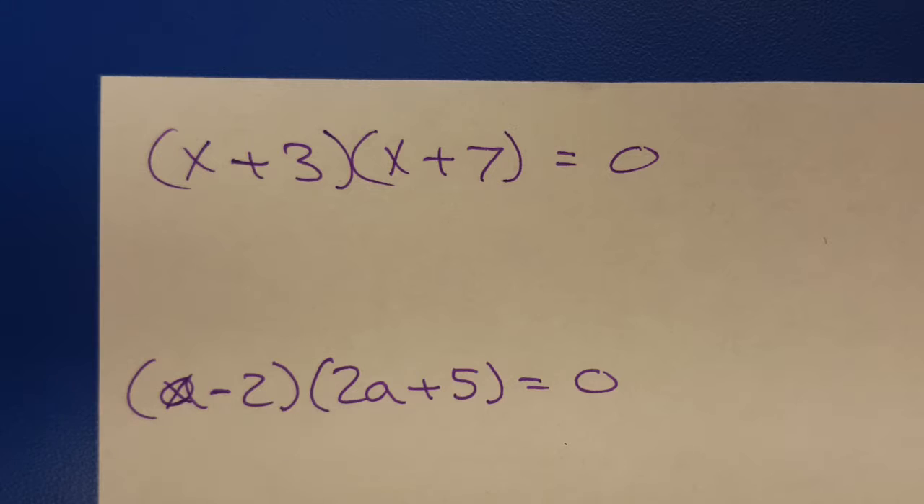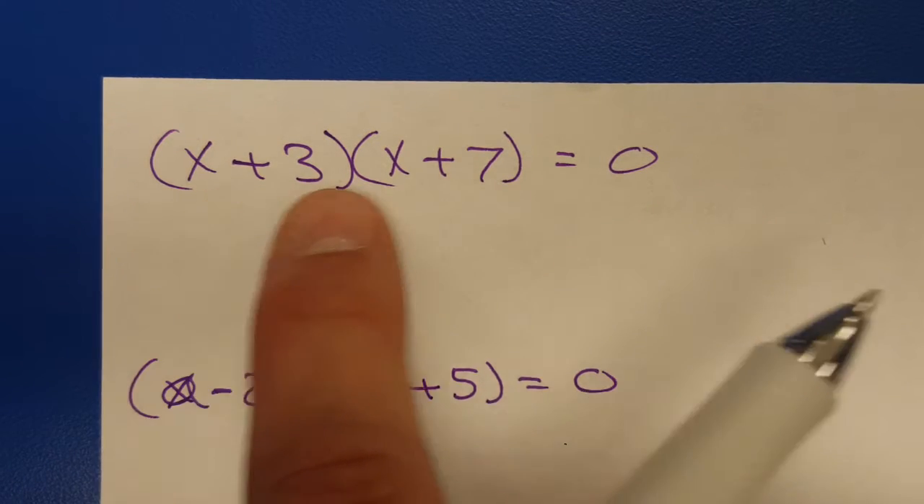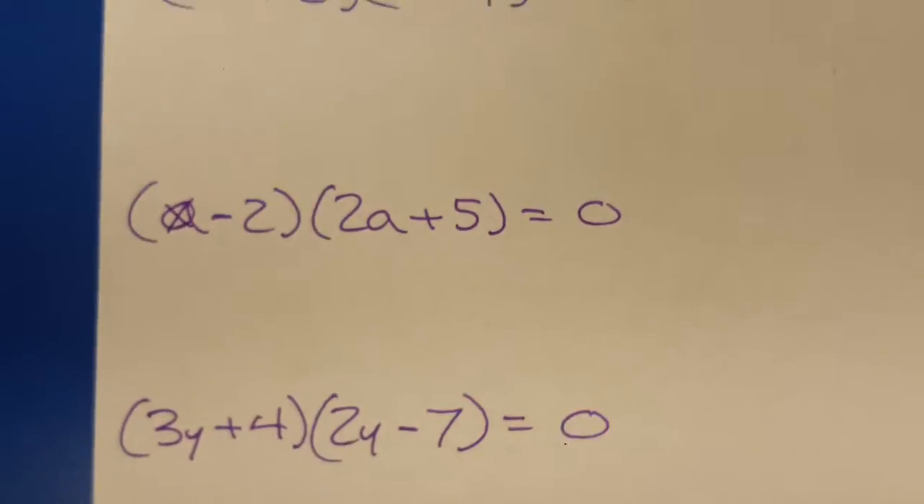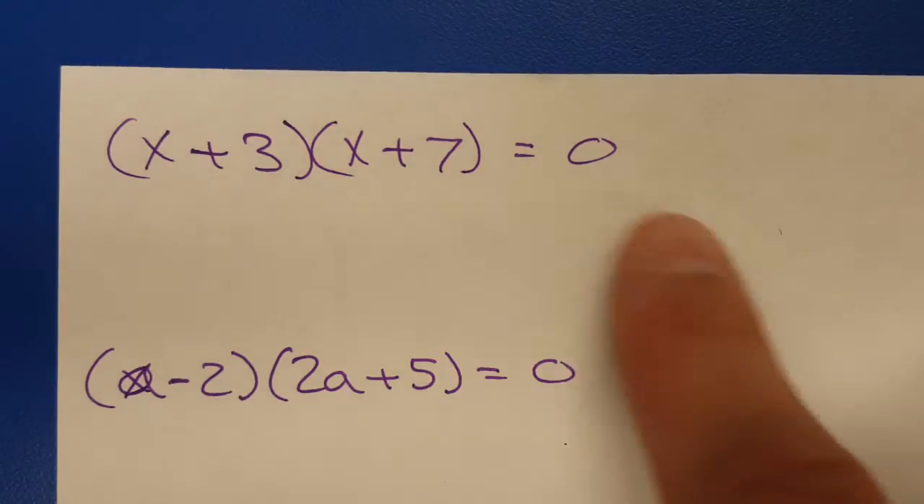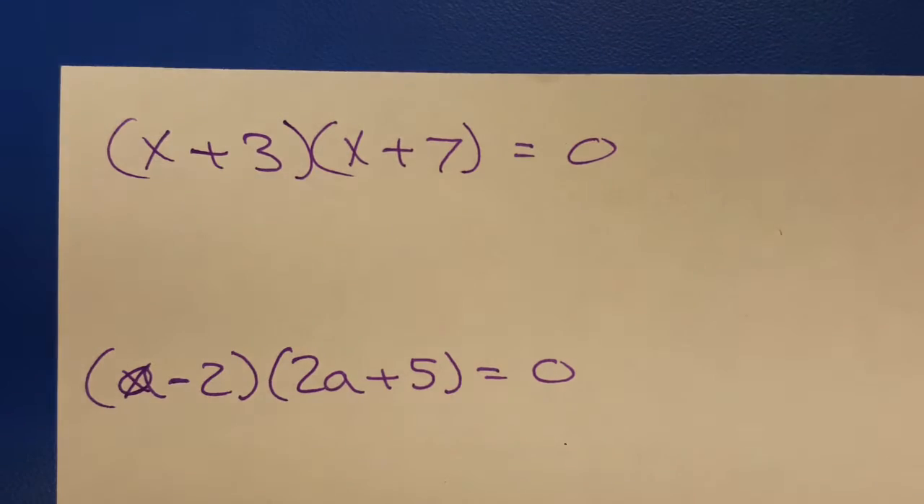So the first three examples, we're trying to solve for zero. As you can see here, we have a binomial times a binomial. All three situations, they all equal zero. We can't do any of these tricks unless you actually get these things equal to zero.